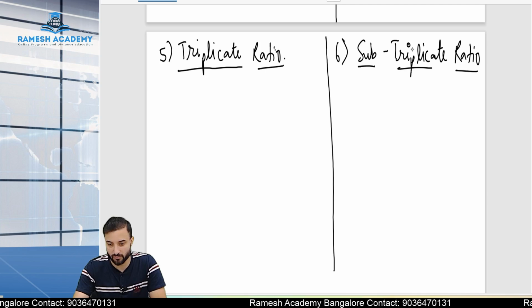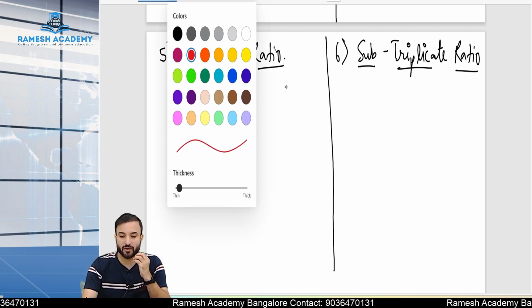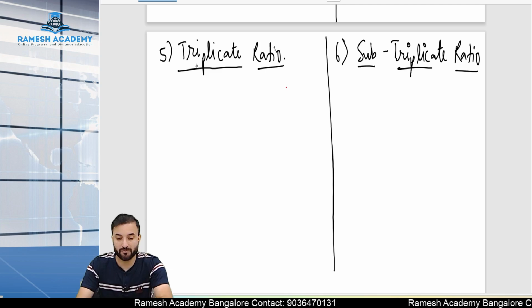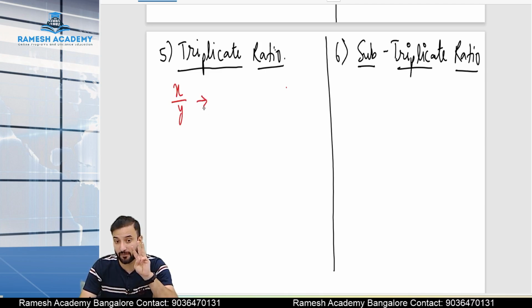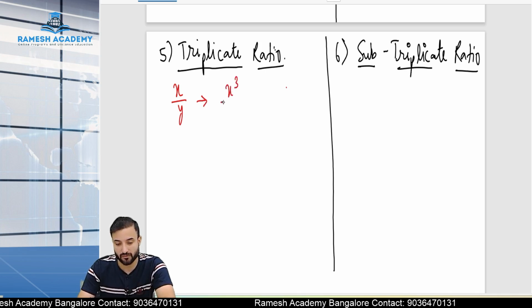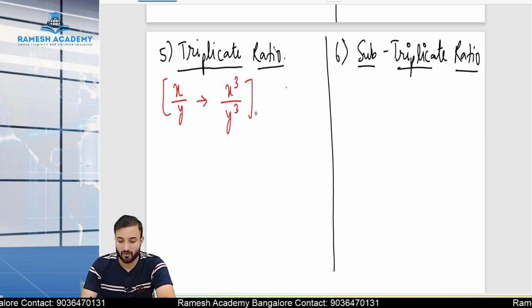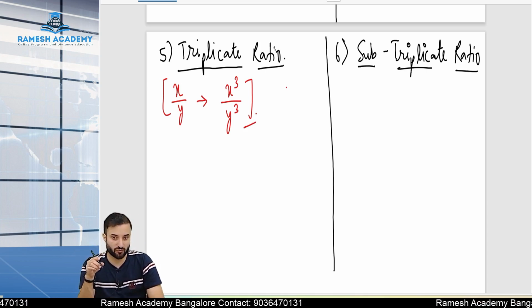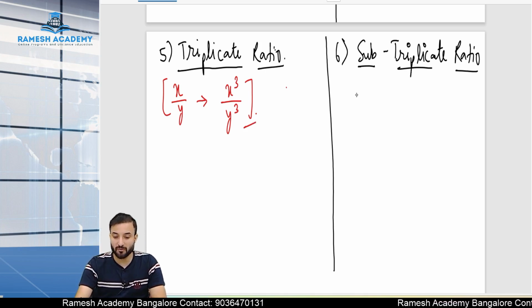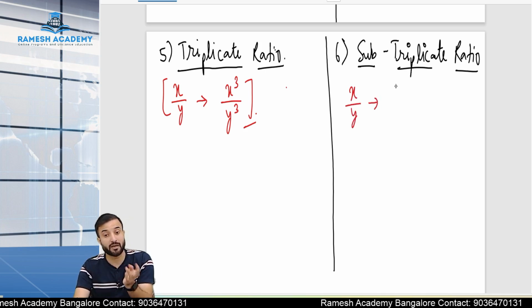Subtriplicate ratio. So what we are going to do? We are going to use the same thing. If suppose triplicate ratio means if any ratio is given x by y, if you have to find the triplicate, triplicate means cube, x cube by y cube. That's it for triplicate. Triplicate means any ratio is given, you have to do the cube of that ratio. So that is a triplicate ratio. Subtriplicate means if any ratio is given, we have to do the subtriplicate means cube root.